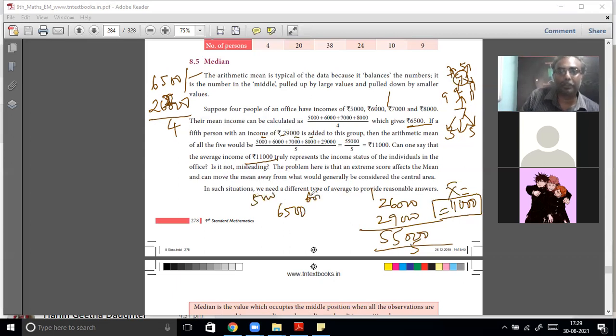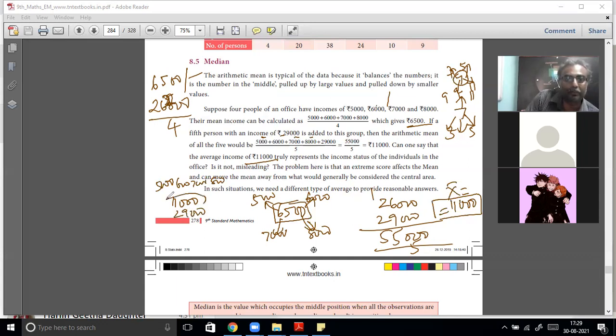Okay, 6,500 can be put like this: 5,000, 6,000, 7,000 and 8,000. These two are pulling it upward, these two are pulling it downward. This correct arithmetic mean is truly in the middle. But if we add this 29,000, this 11,000 actually doesn't represent. This one is 5,000, this 6,000, this 7,000, this 8,000. Four people are on this side, only one person with 29,000 is on this side. So it is not giving a central value. You understand?